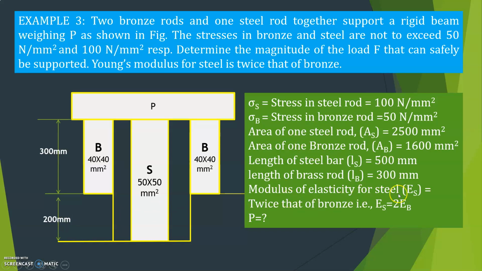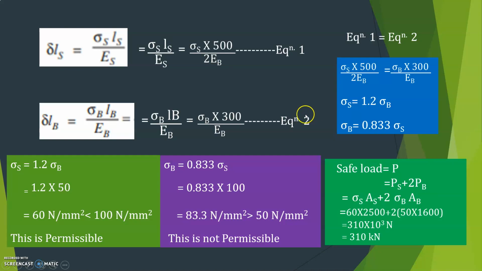Next, modulus of elasticity of steel is equal to twice that of the bronze. So you can write Young's modulus for steel is equal to 2 times Young's modulus of bronze rod. Okay, so this is the given data. You have to calculate the value of P. So how can you calculate? First, let us consider the first rule. What is that? Deformations are equal.